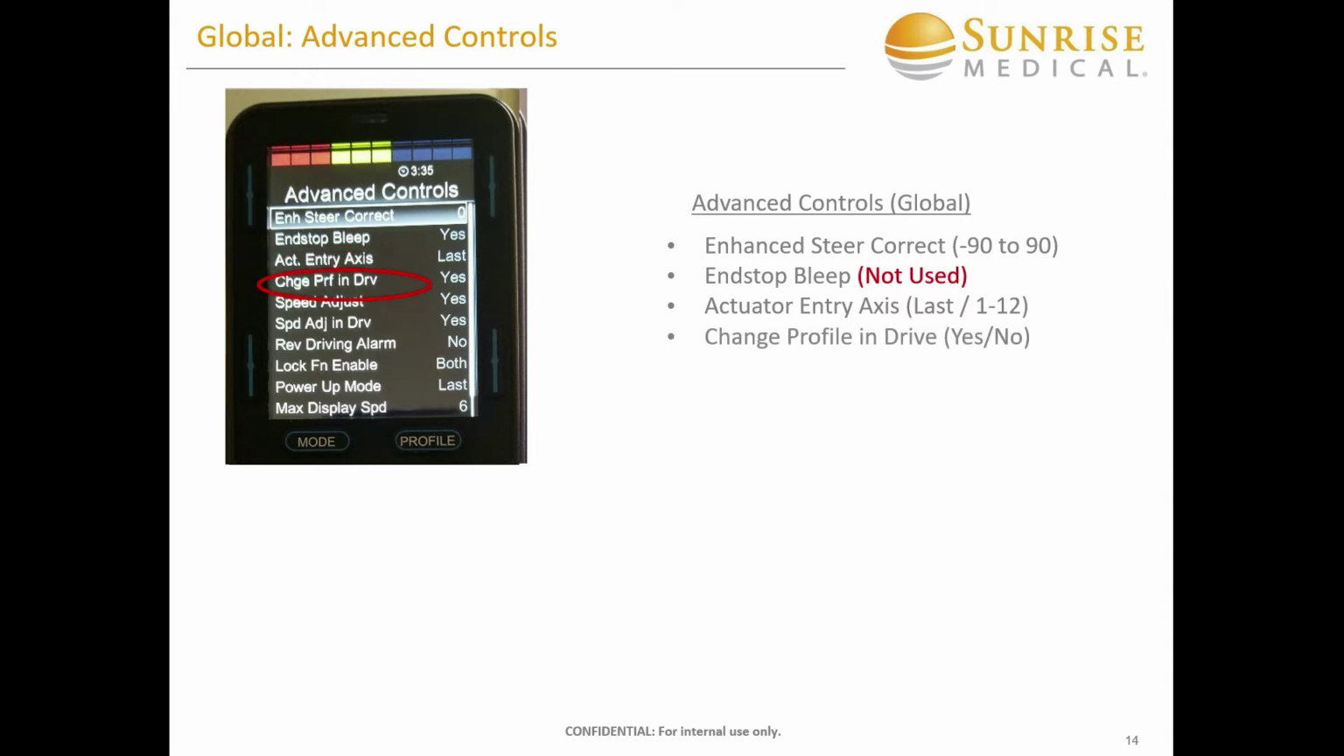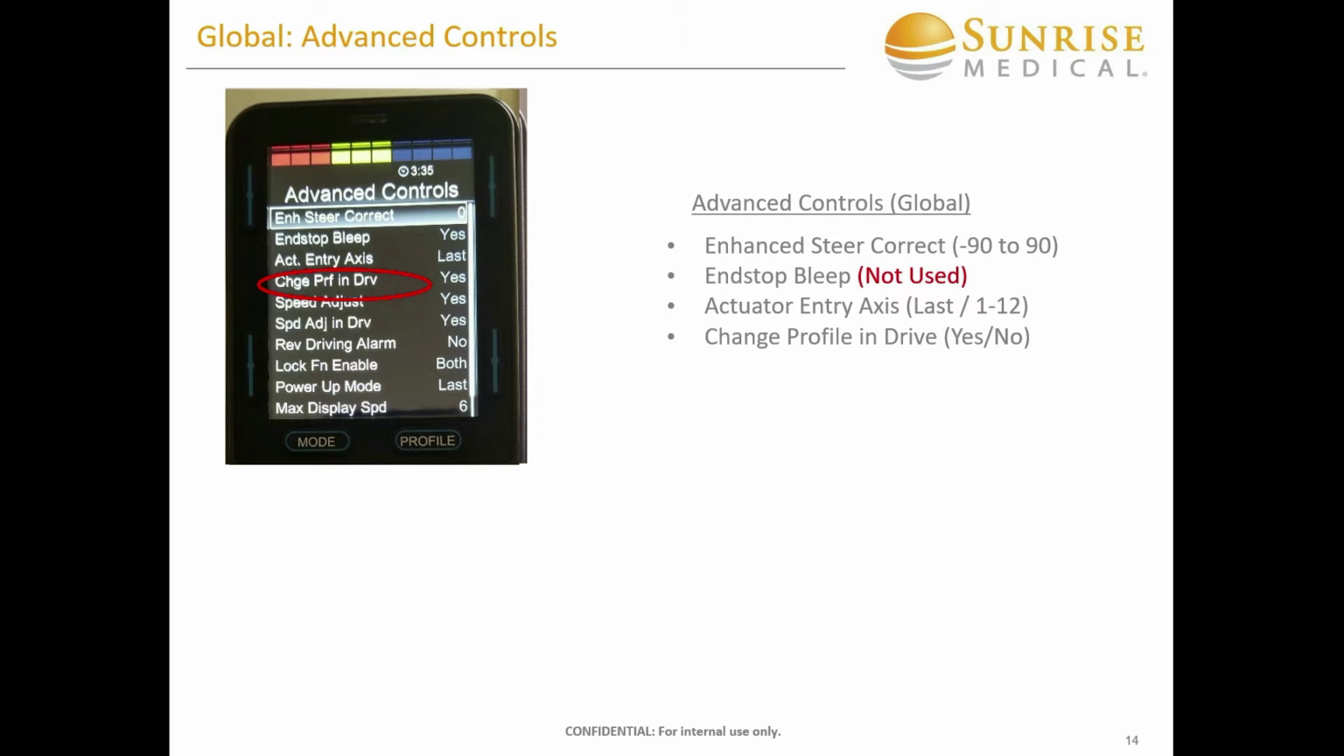We also have the capability to change the profile while driving. So one of the things people want to do is, as they're driving the chair, maybe it's going too fast or maybe it's going too slow, and they want to adjust the profile that they're in. You can do that while in drive. If you turn this and say no, that means you have to come to a complete stop, have the chair being at rest before you change the profile.